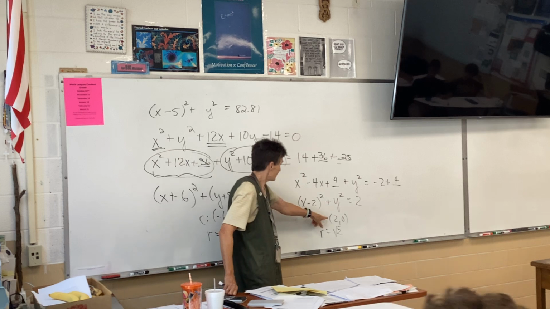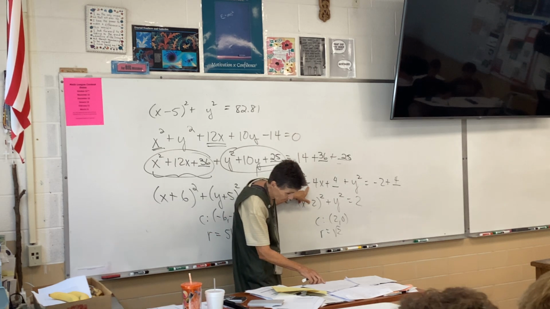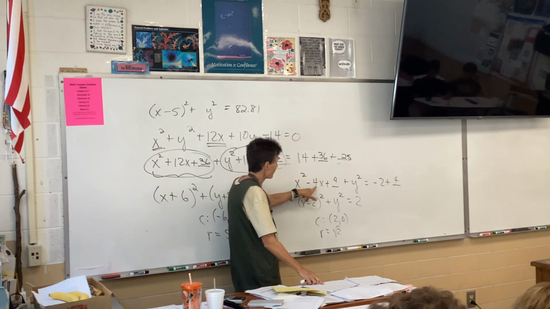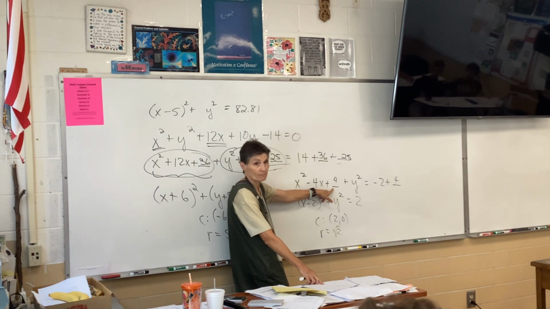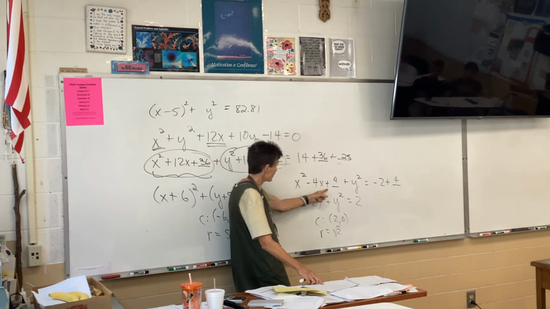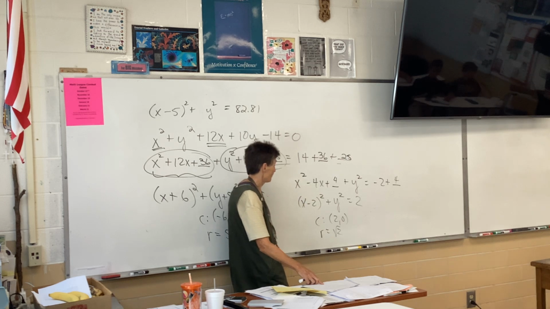I think it's something wrong. Okay, did I copy that right? Yeah, so this was x squared minus 4x. So I completed the square and added 4. So that's gonna factor into x minus 2 minus 2. That's a minus right there. Right? Yeah, that's where I'm at.